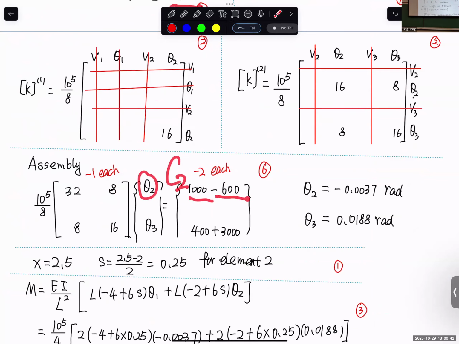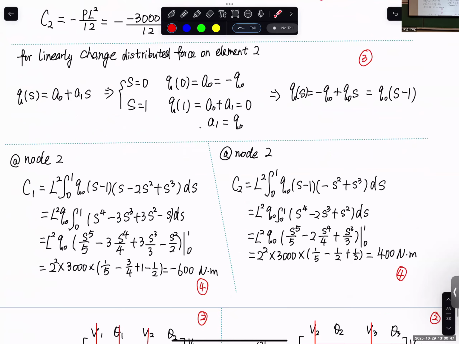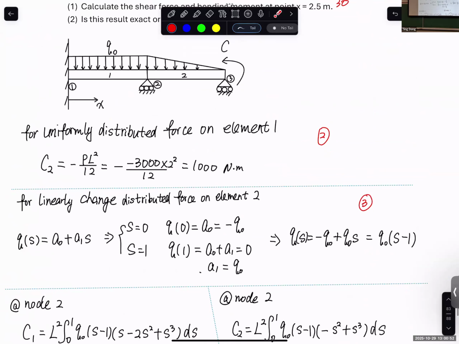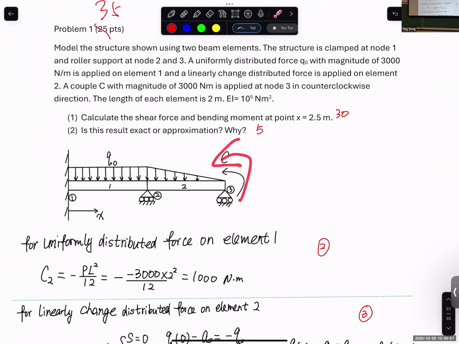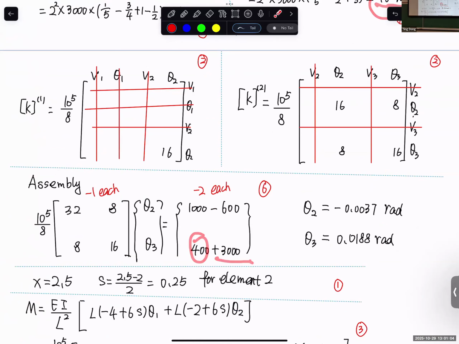1000 minus 600. And for node 3, we have the equivalent nodal force adjoint term, a couple here. That is calculated at 400. And we have an actual couple applied, and it's counterclockwise. So it's positive 3000. So 400 plus 3000. So this equation is 6 points. And if you have any mistake in these 4 components, it's 1 point each. And if you have any mistake in these 2 components, it's 2 points each.